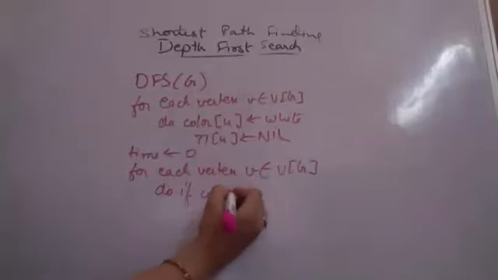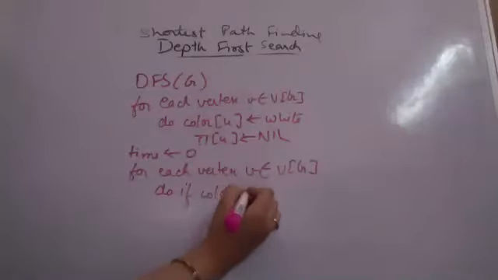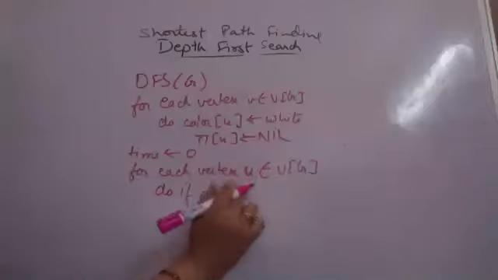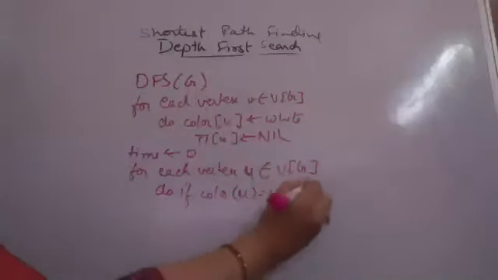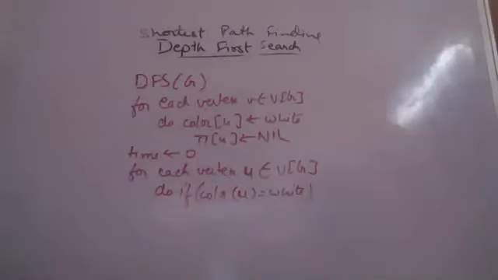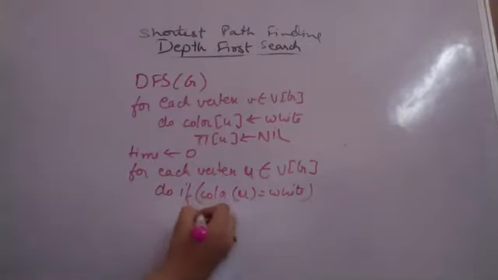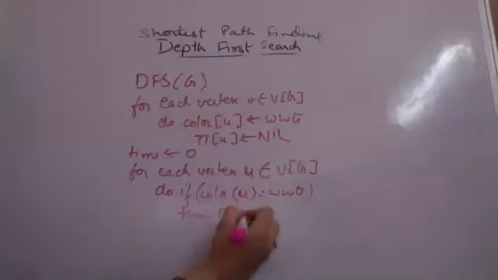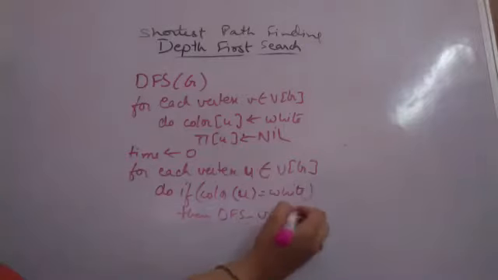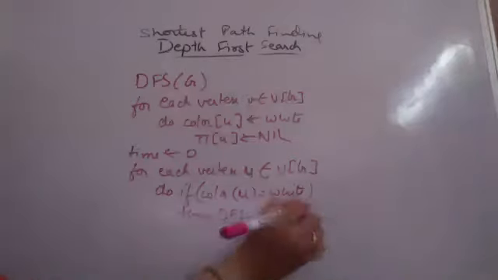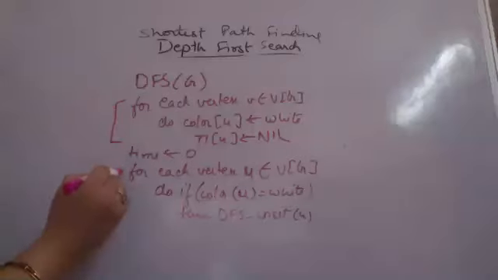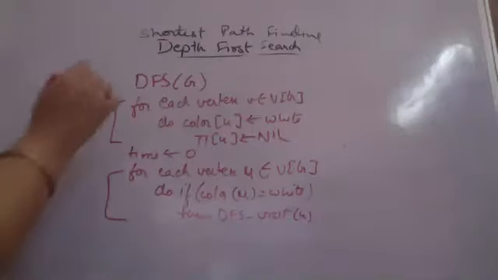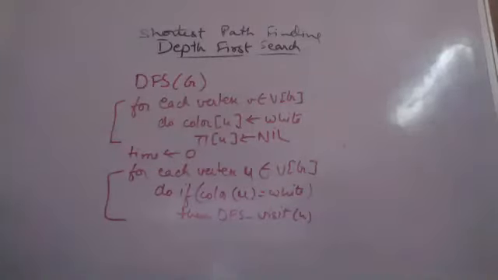So if the color of the node V, sorry, this is U only. If the color of this node is white, in that case call DFS visit on this particular node, nothing else. Then I am calling DFS visit on this particular node. That is it. I'm not doing anything else. This is the algorithm. So it is having clearly two loops. This is DFS. It is finished here.